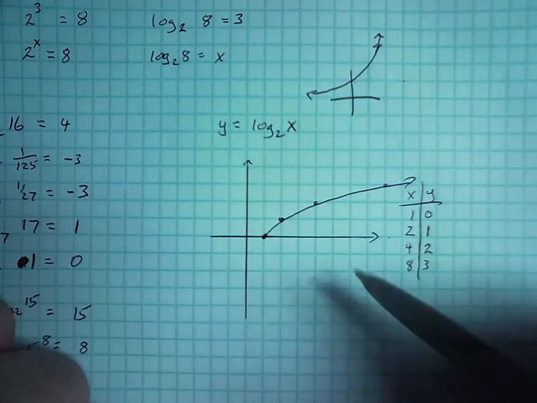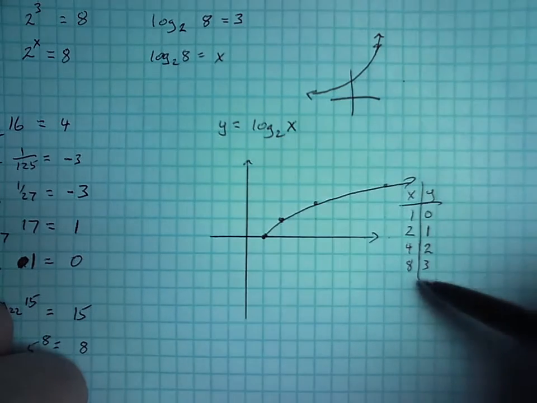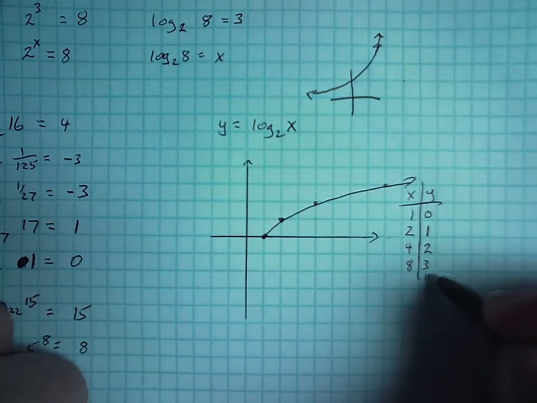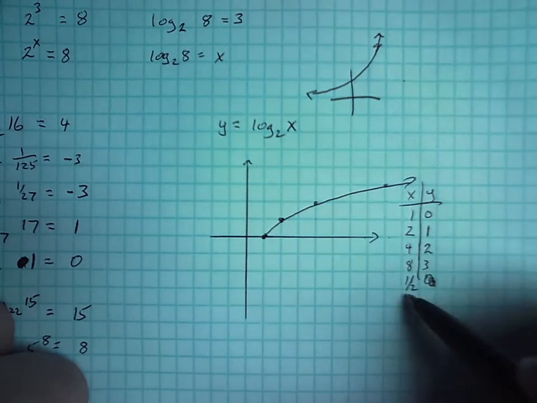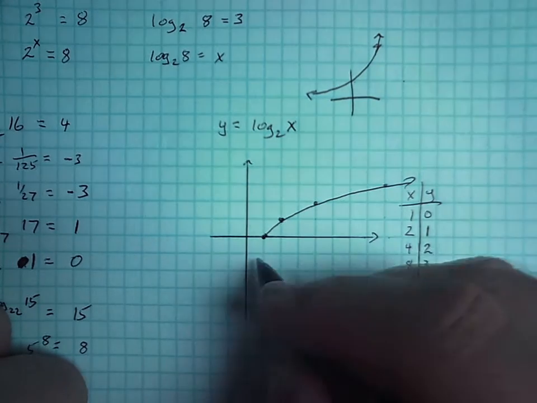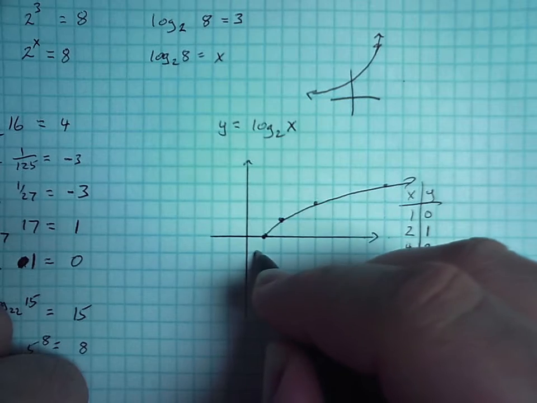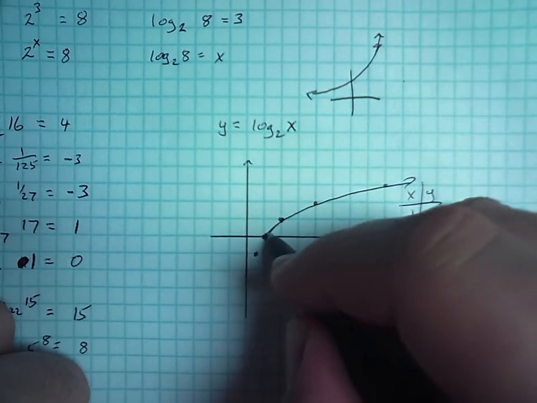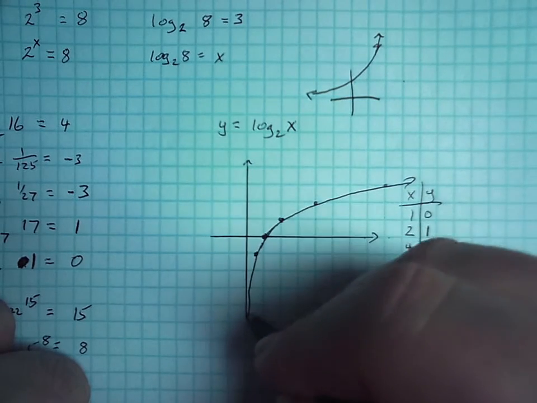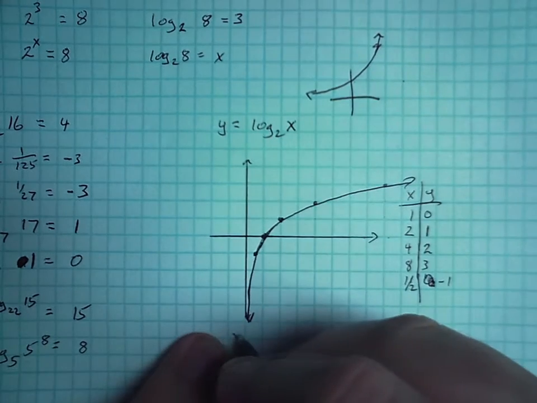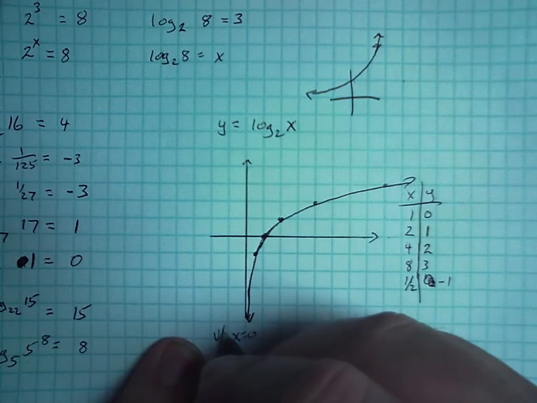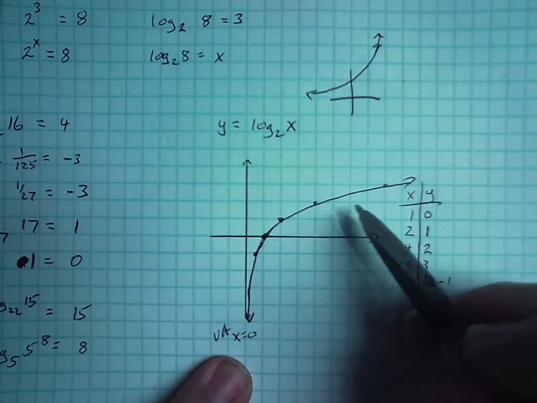And I could find points down here. They're going to be fractions, like 1/2. What power do you stick on 2 to get 1/2? The answer is -1. This is actually going to go down, and this is where we're going to get our vertical asymptote. So the basic logarithmic graph has a vertical asymptote at x equals 0, heads up, and then off to the right.